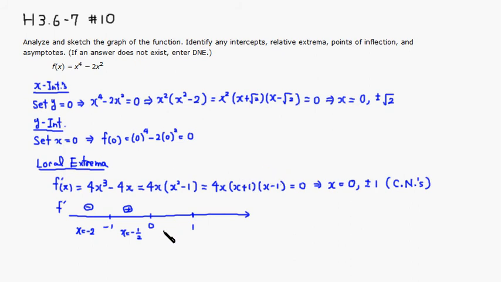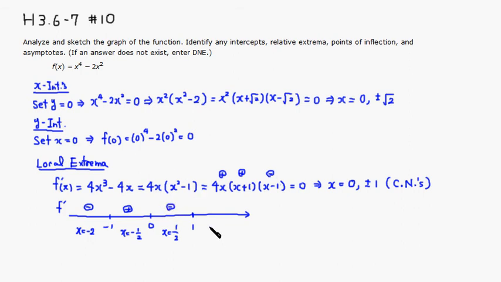We can try between 0 and 1, so we can try x equals positive 1/2. So 4x is positive. x plus 1 is positive. 1/2 minus 1 is negative. So positive times negative is negative.